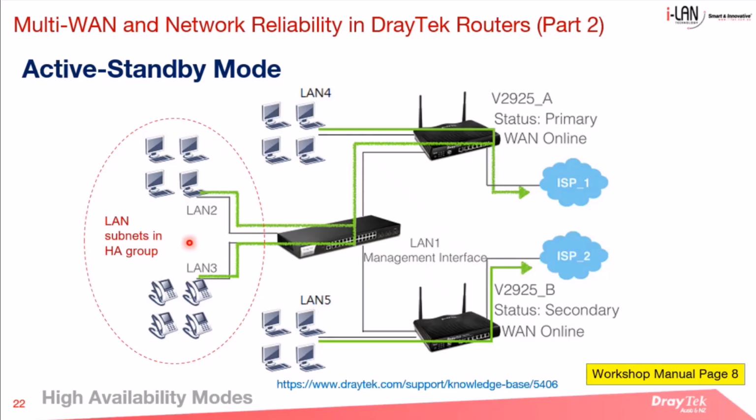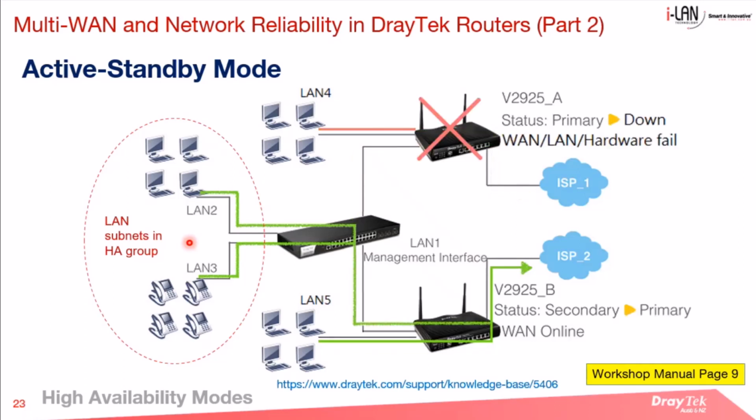So what happens when the primary router goes down? Okay, the primary router goes down. All the traffic will go to router B. So LAN 2 and LAN 3 will automatically go to router B, also LAN 5 as well. Just to explain, LAN 5 is not included in the HA group. So if router B is down, LAN 5 will be out of internet connection. Okay, so that's the active standby.